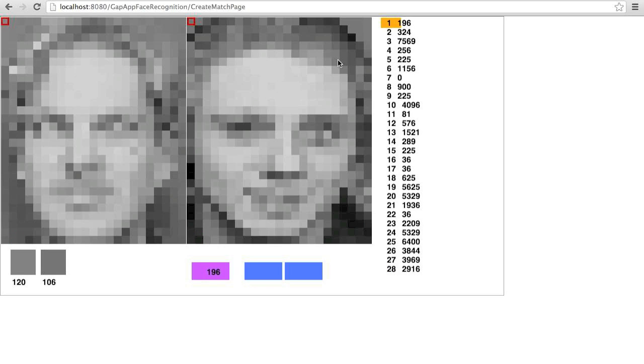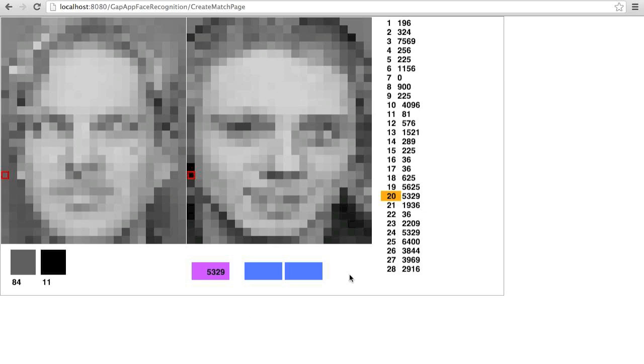So the square difference between these two pixels is 196. The square difference between these two pixels is 324. The square difference between these two pixels is 5329. This is the actual value of the pixel, this 84, that's the actual color of it. This is the actual value of this pixel, and that's the actual color of it.